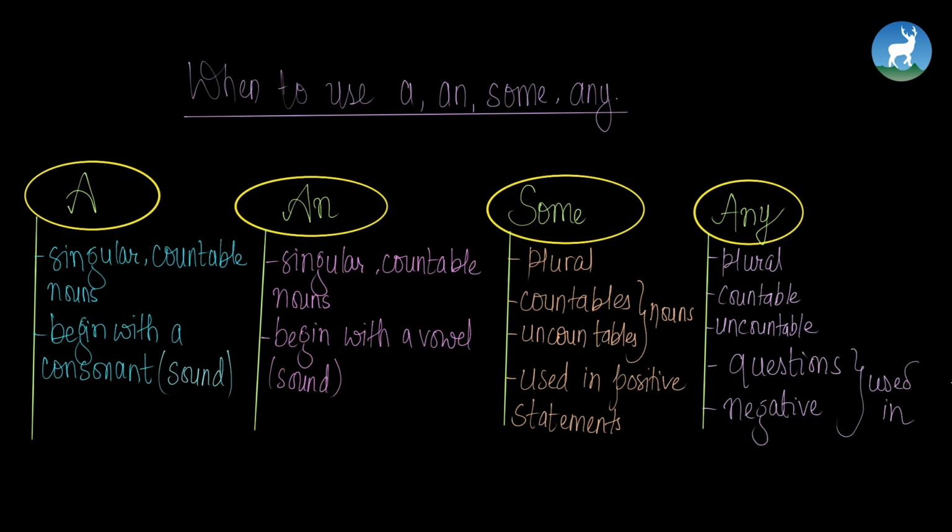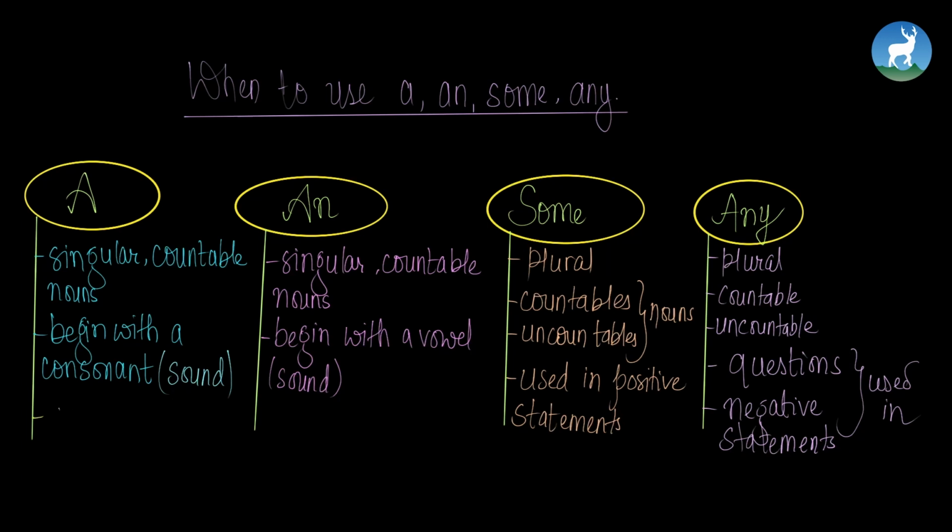So let's do a quick revision. A is used for singular countable nouns that begin with a consonant sound and an is used with singular countable nouns that begin with a vowel sound. Some is used with plural countable and uncountable nouns, and some is used usually in positive statements. Any is used for plural countable and uncountable nouns, and any is mostly used in questions and negative statements. Okay, so let's take an example for each of these.